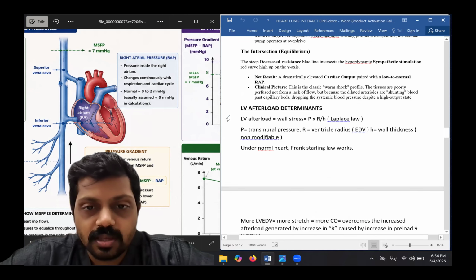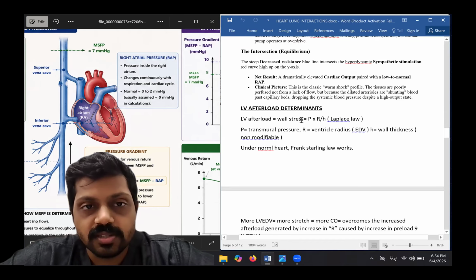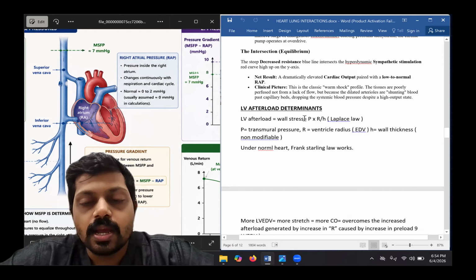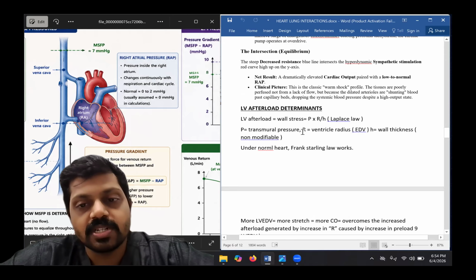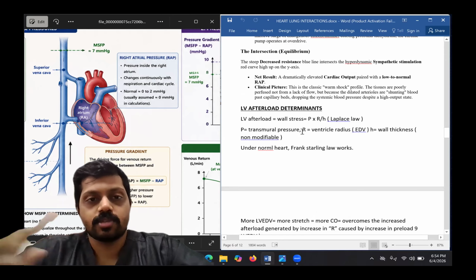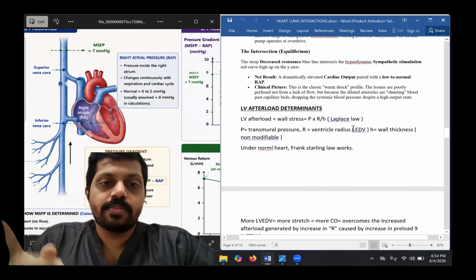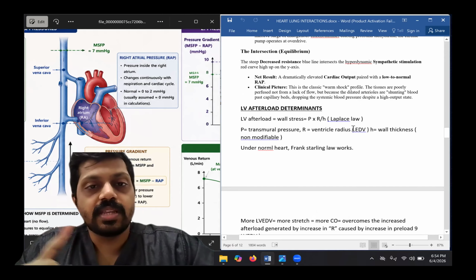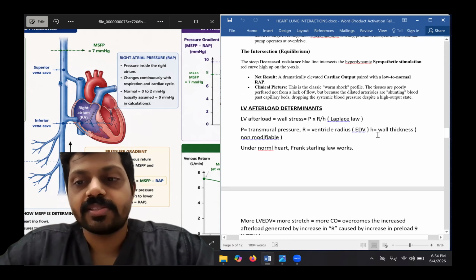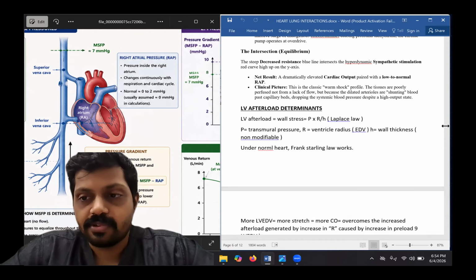Okay. Laplace law: LV afterload or wall stress is equal to the LV transmural pressure, that is the pressure difference between the inside of the ventricle and outside of the ventricle, times the ventricle radius, divided by H. The radius of the ventricle is determined by the left ventricular end diastolic volume, and H is the wall thickness. This is a non-modifiable factor.